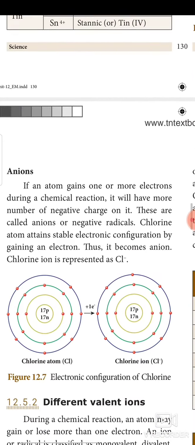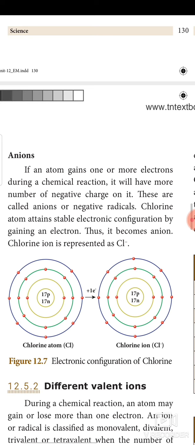See this anion. If an atom gains one or more electrons during a chemical reaction, it will have more negative charge on it. These are called anions or negative radicals. The chlorine atom attains stable electronic configuration by gaining an electron.